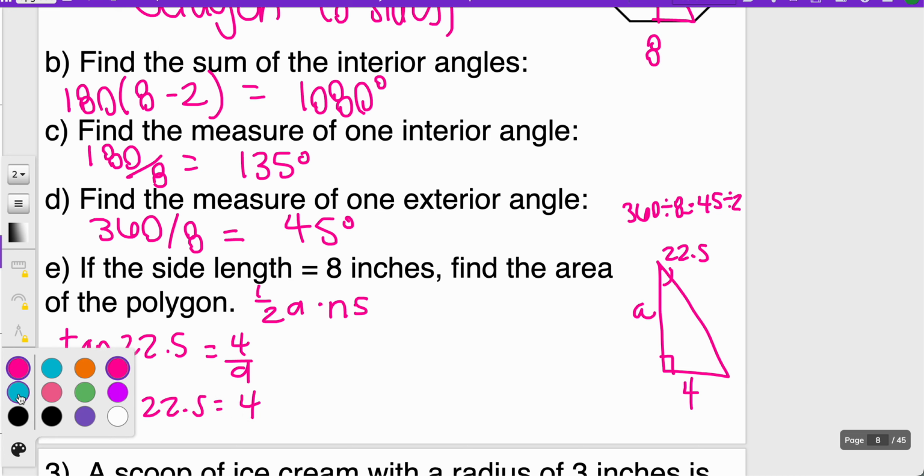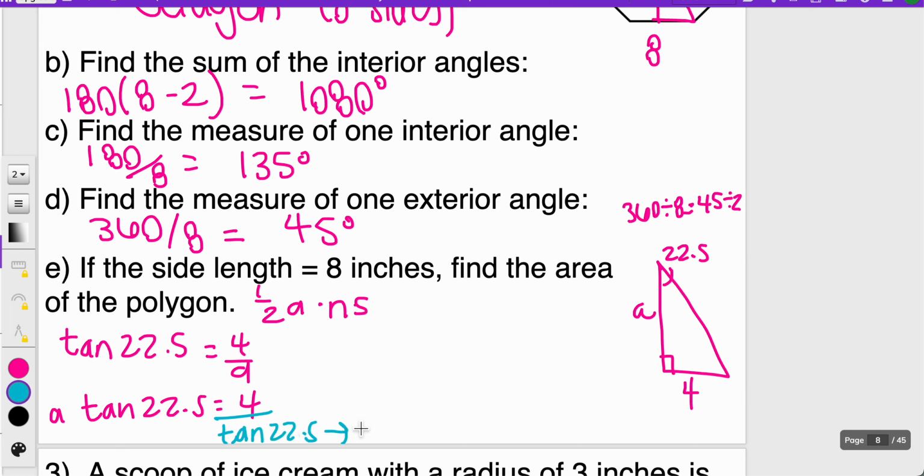So I'm just dividing 4 by the tangent of 22.5. The tangent of 22.5, calculator's going a little slow here, I'm getting 0.4142. So I'm doing 4 divided by 0.4142, and that's about 9.66 rounded.